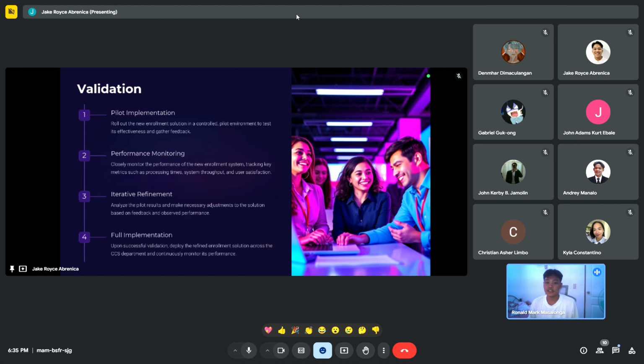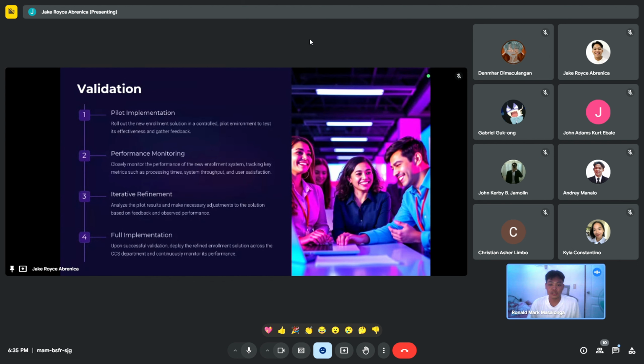Validation. Validation ensures that the system works as intended in real-time scenarios. This step focuses on testing and refining the solution to achieve its objectives effectively. Let's discuss the main phases of validation. First, the pilot implementation. The new solution will first be tested in a controlled pilot environment. This helps us to evaluate its performance and gather valuable feedback from users.